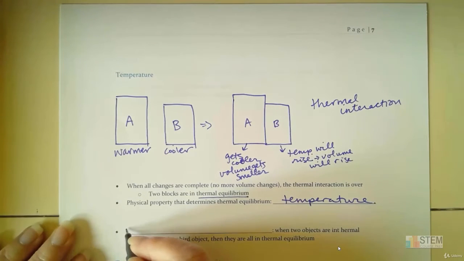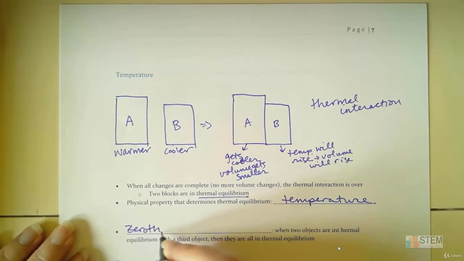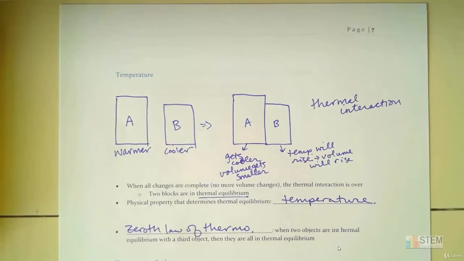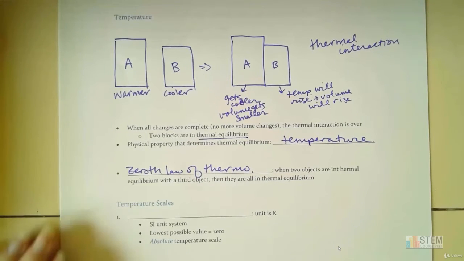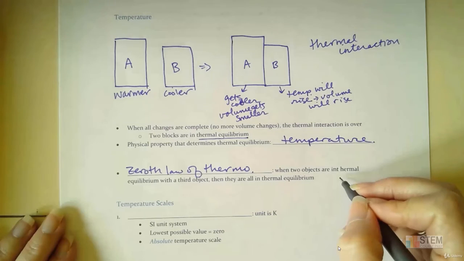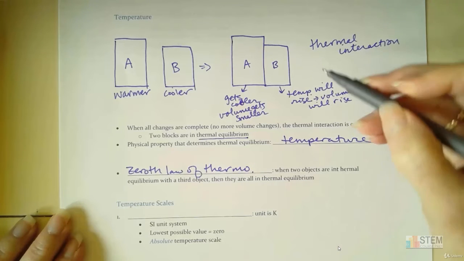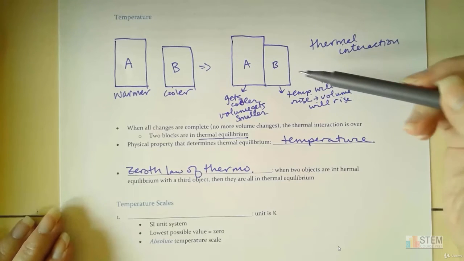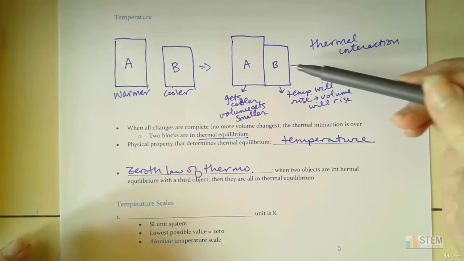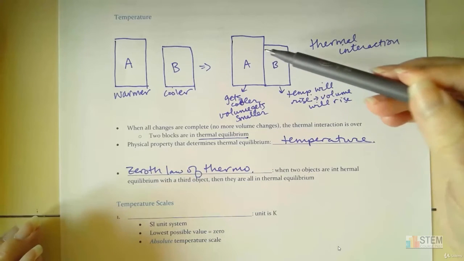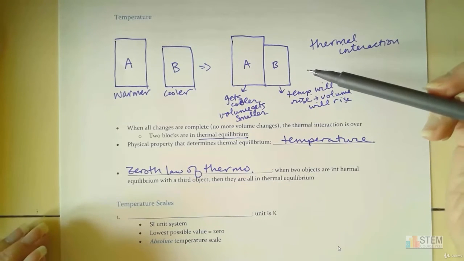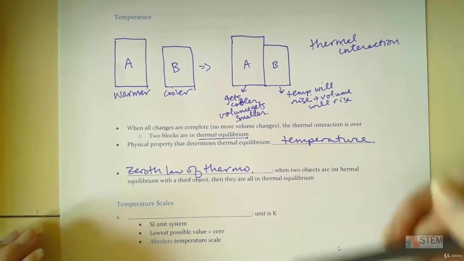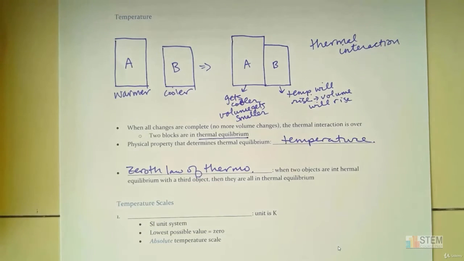Now, we've got our first law of thermo. This one's going to be the Zeroth Law of Thermodynamics. And this law states that when two objects are in thermal equilibrium with a third object, they are all in thermal equilibrium. So basically if I added a block C here, if blocks A and C were in equilibrium, and B and C were in equilibrium, then by definition, all three of them are in equilibrium. So that's the Zeroth Law of Thermodynamics. It just deals with thermal equilibrium.